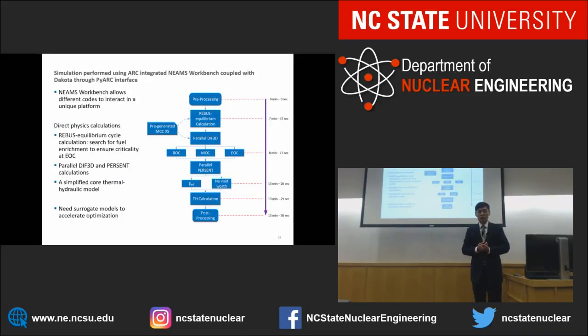So this is the code that we use to simulate this reactor. We use the NEAMS Workbench that integrates all the major software for the fast reactor simulation. There's a complete process of doing this calculation. The main takeaway here is that it takes about 13 minutes to evaluate one core design, which seems fine, but eventually when we're doing the optimization, it's going to be a limiting factor because we'll be looking at thousands of cases just to find the best design.